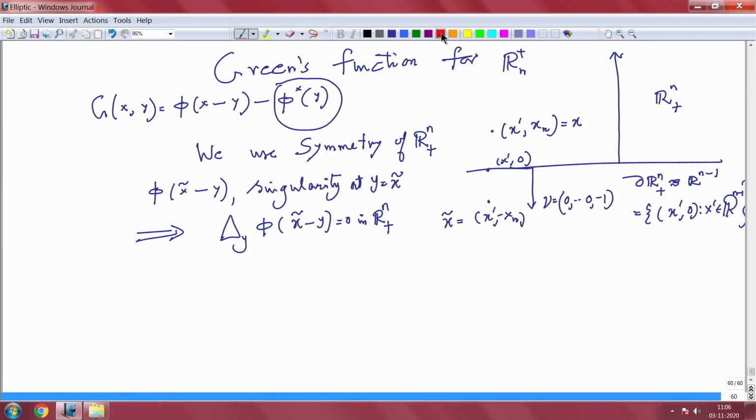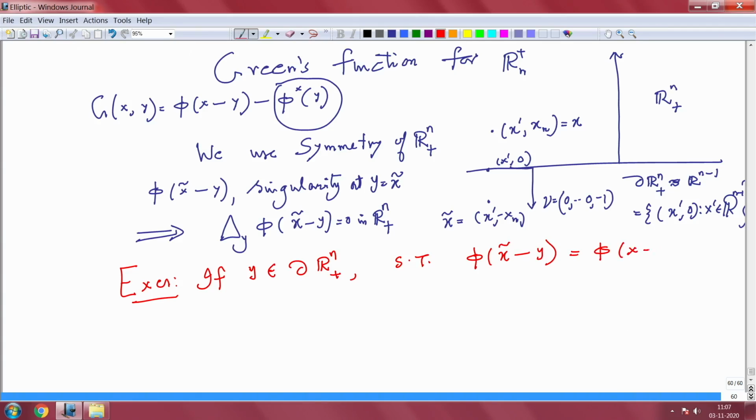This is a small exercise for you to verify. You want to satisfy the condition when y is on the boundary. Here x is internal, x tilde is internal. If y is on the boundary, show that this is trivial; just write it down. But it is better to do it once when you are learning. You have to be careful: for x tilde, the y_n term is 0, so this will be the same as phi of x minus y. So just use the symmetry to do this.